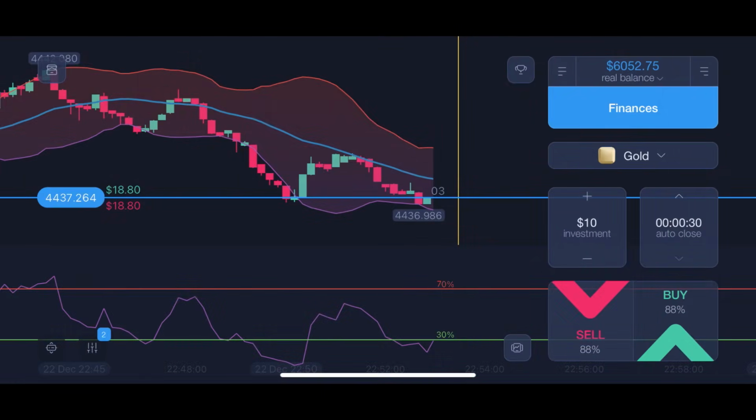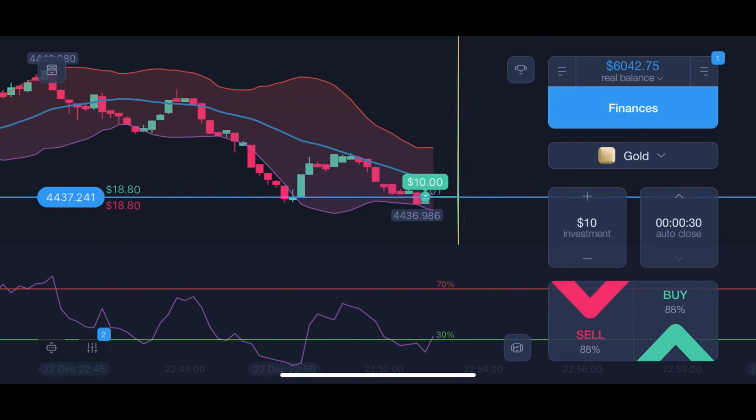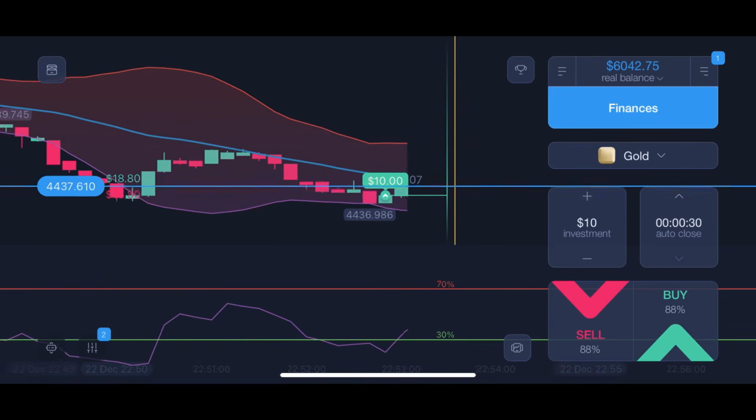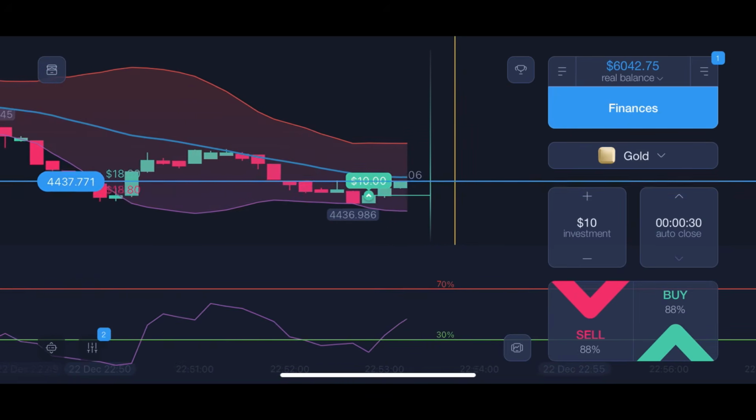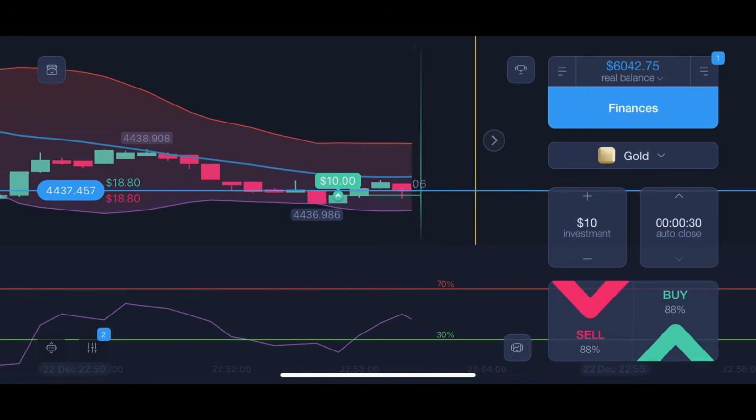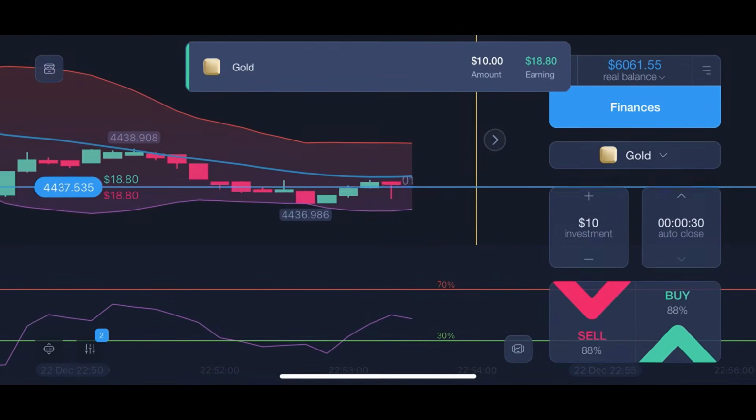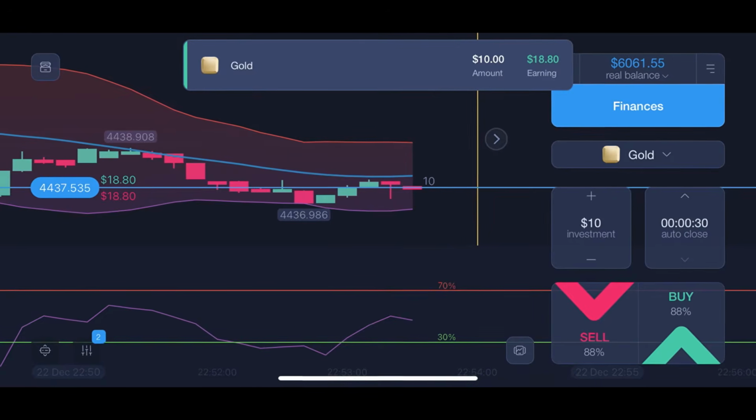Let's start with the first trade. According to the strategy, the gold market is in a perfect condition to enter a buy trade right here. So I'll enter the market with a $10 buy trade. Just as we predicted, the market moved upwards, and I won that trade. Now, let's see how this strategy works.